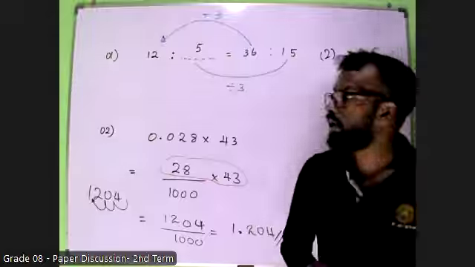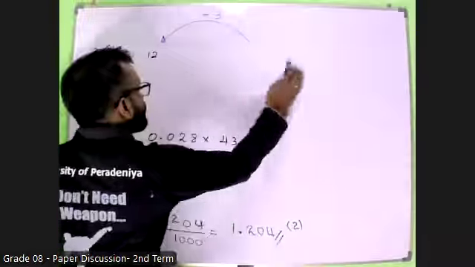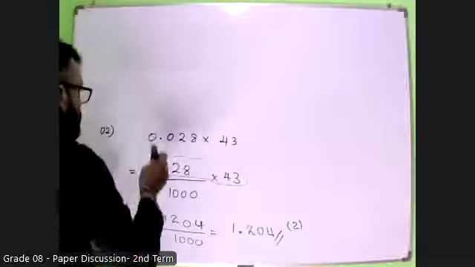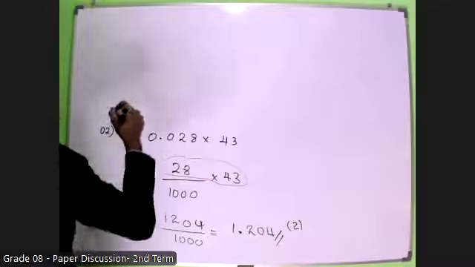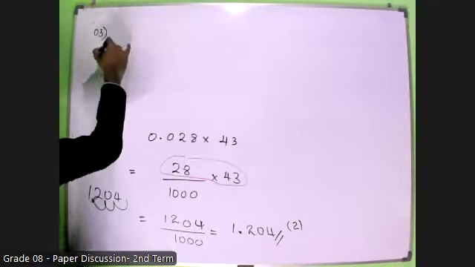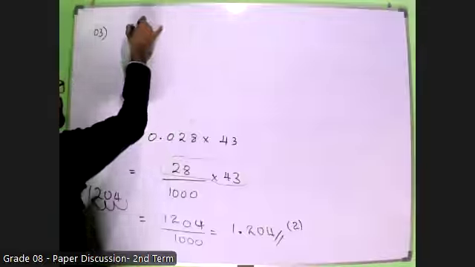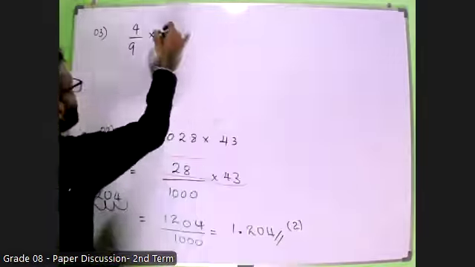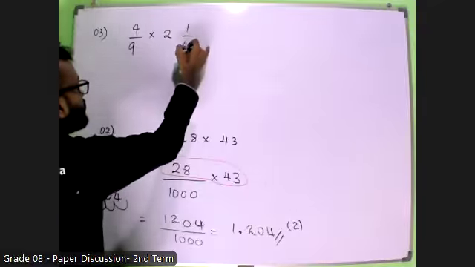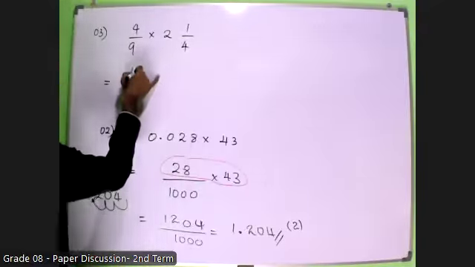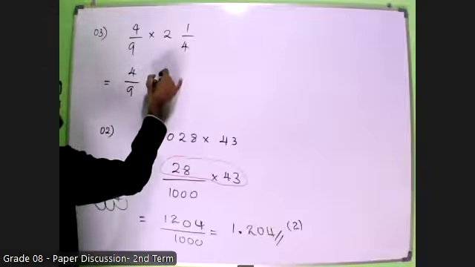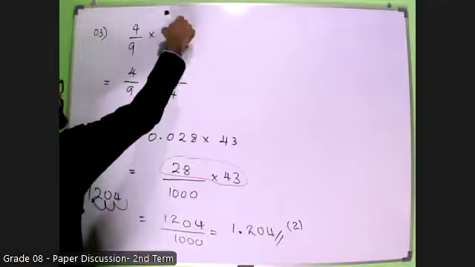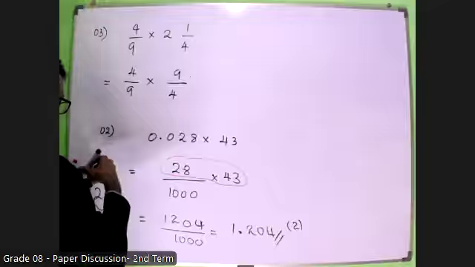Simplify 4 upon 9. I am moving a little bit fast, as I need to discuss the full paper. So the third one: 4 upon 9, you have to simplify this. Multiply by a mixed number, 2 and 1 upon 4. If you see a mixed number, before simplifying you have to convert it into an improper fraction. 4 times 2, 8, 8 plus 1, 9. Very easy.